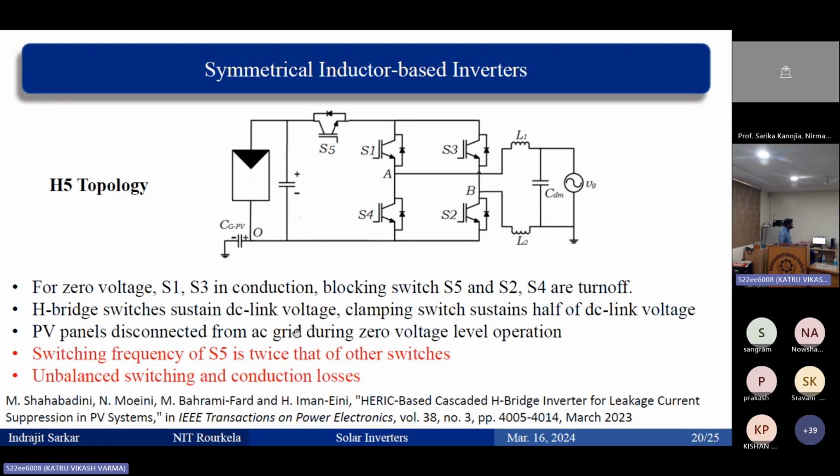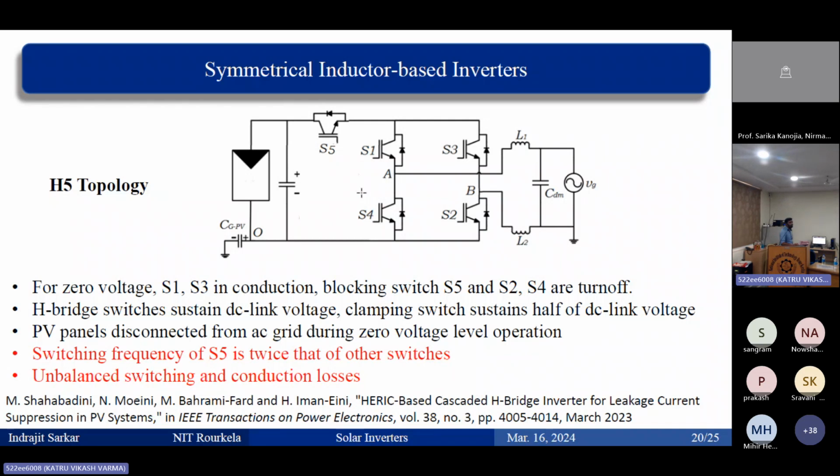The PV panel is disconnected from the AC grid during zero voltage level operation. So there is no path for the flow of current, or so we generally say. But definitely there is a parasitic capacitance of this switch also, so there is definitely a path. But yes, this capacitance is small and is not going to influence much. Now the switching frequency of this switch is twice that of the other switches. Switching frequency is more, so the switching loss here is definitely more. So there is unbalanced switching loss and conduction loss.